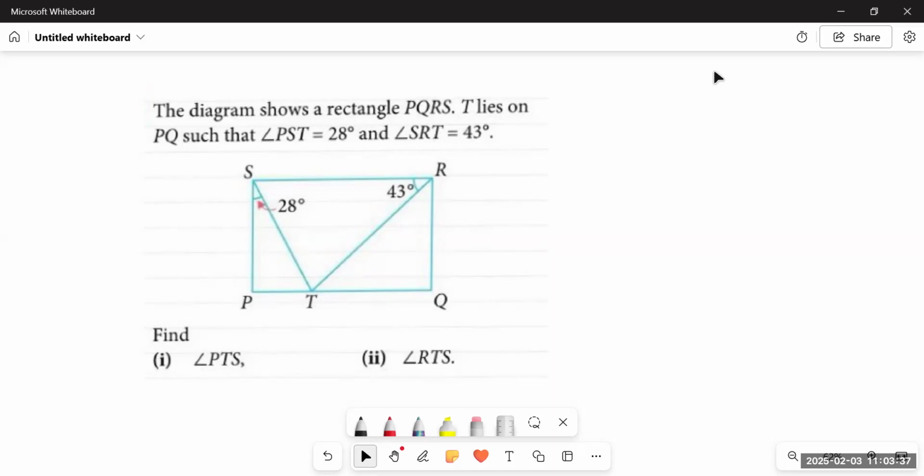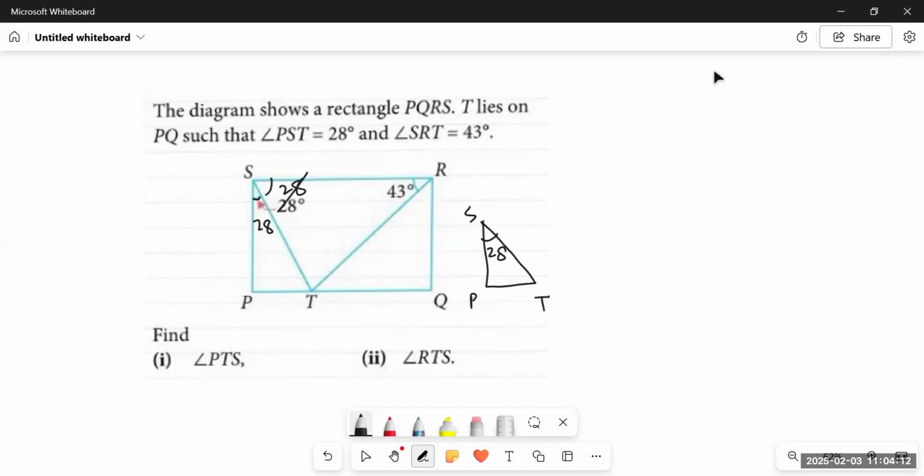Let's start with question number 3, in which we are provided with a rectangle along with two lines, splitting this rectangle into three different triangles. The three triangles that are over here are PTS, that is PST, one of the triangles, in which we are provided with one of the angles, which is 28 degrees. So don't get confused. This angle 28 belongs over here. It is not 28 over here.